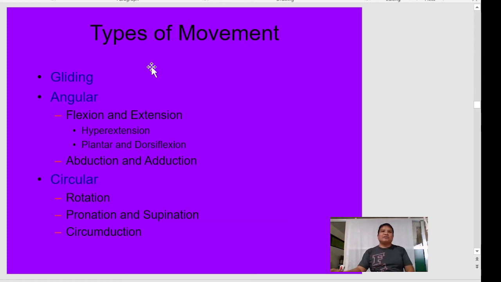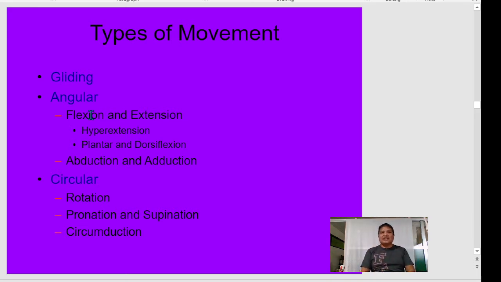Okay, so the type of movements nga ma-produce, we have the gliding, angular. So as angular, we have flexion and extension. So when you say flexion, that is decreasing the angle between the two bones, or between the two shafts of the bone. So elbow flexion, and extension, that is enlarging the angle. Na mag-straight, extension na siya, magtulid ka, extension na. Kung magpiko ka, that is flexion. Okay? It decreases the angle between the two shafts of the bone.